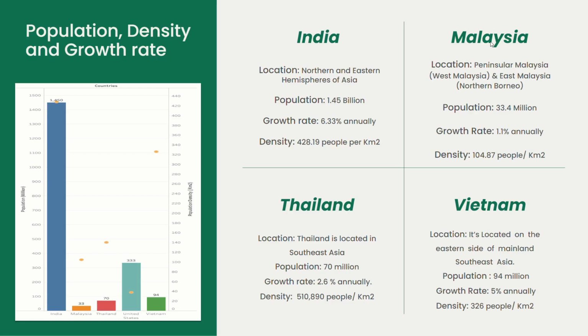If I talk about density, India's density is 428.19 people per square kilometer, whereas Malaysia's is 104.87 people per square kilometer, Thailand is around 511 people per square kilometer, and Vietnam's is 326 people per square kilometer.